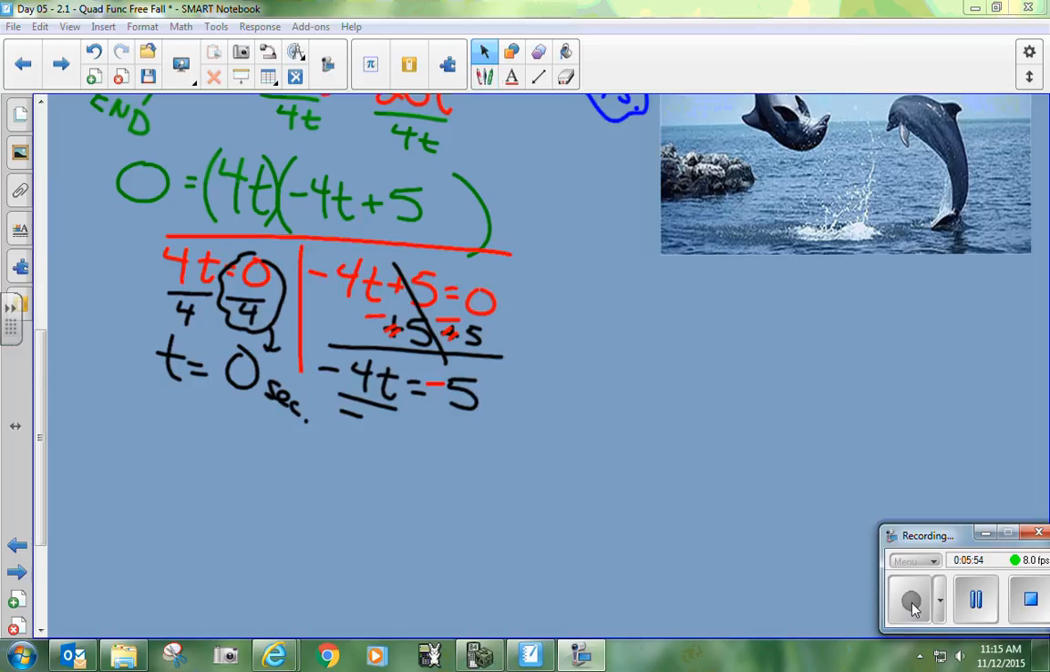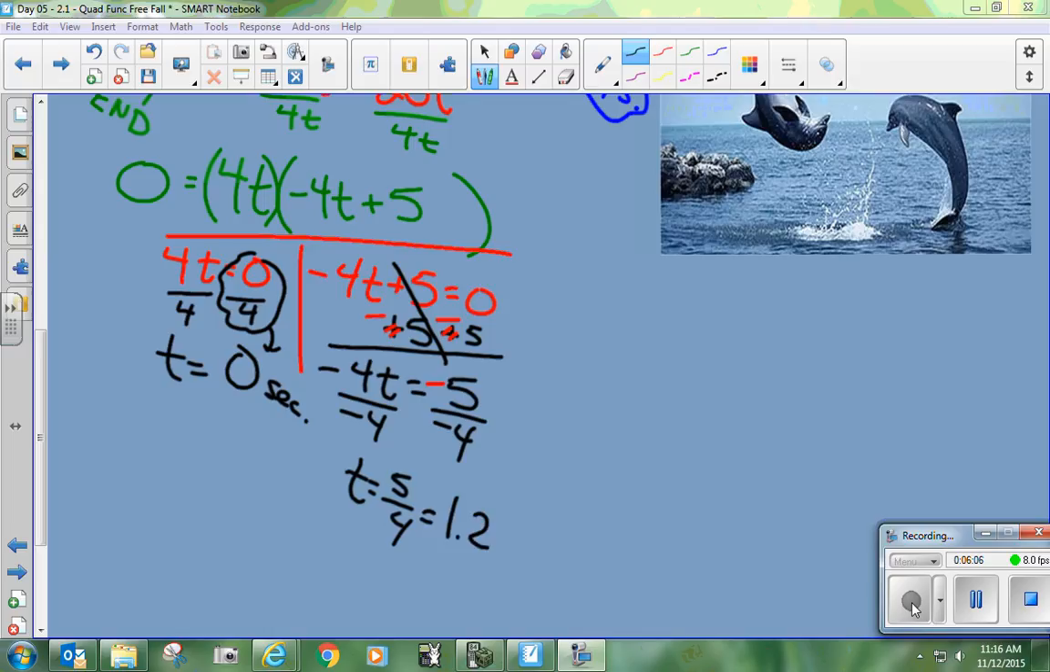And how did I know that? Because when I divide by -4, well, first of all, the opposite operation was wrong. But when we go through and check our answer, now I get t equals 5/4, which is 1.25. If I didn't flip the sign, it would have been negative time, and that wouldn't have worked. So there's two answers, 0 seconds and 1.25 seconds.